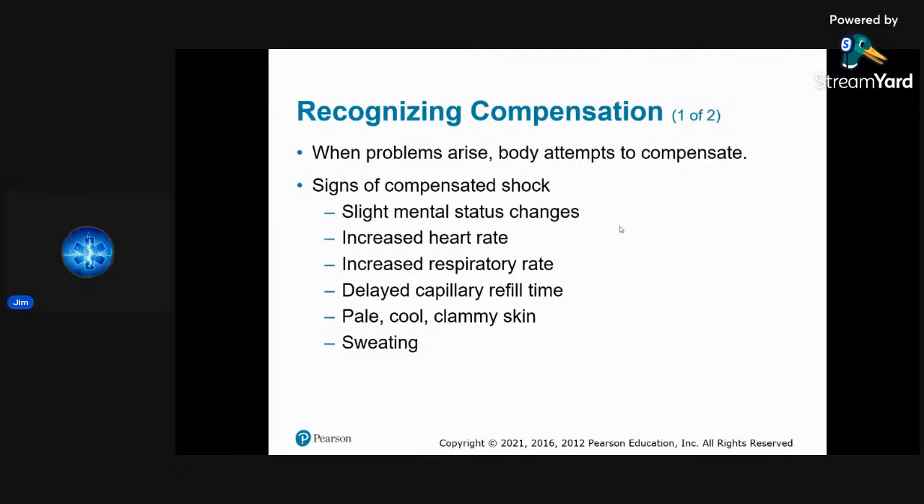So let's talk about the cap refill time and the pale, cool, clammy skin. For your body to compensate, it's going to shunt blood off your periphery, or your arms and legs, and direct that flow of blood back toward the vital organs: the heart, the lungs, the brain, and the kidneys. So if your periphery is not getting enough blood, you're going to have a delay in cap refill time. And then pale, cool skin because it's not getting the blood.